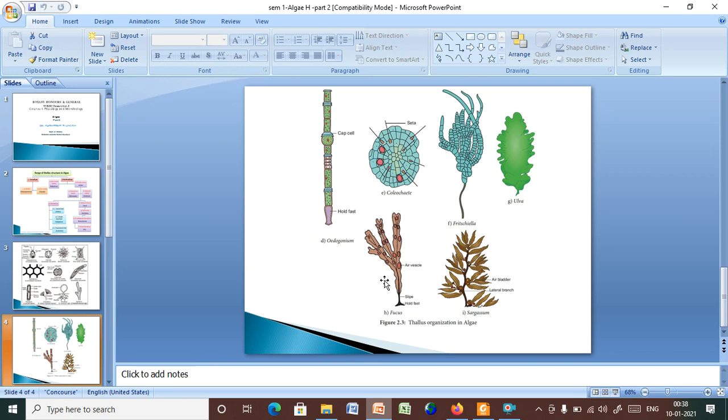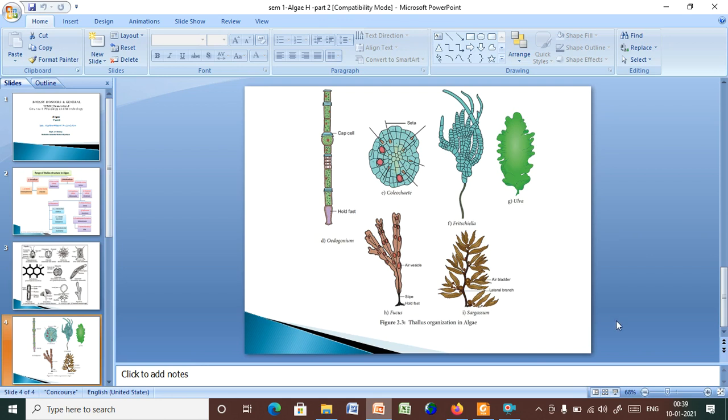In these cases, the thalli structure is much more complicated, much bigger in size, and they are also complex in their external and internal architecture. And in this way, the algae show their diversification into various types of thallus organization.